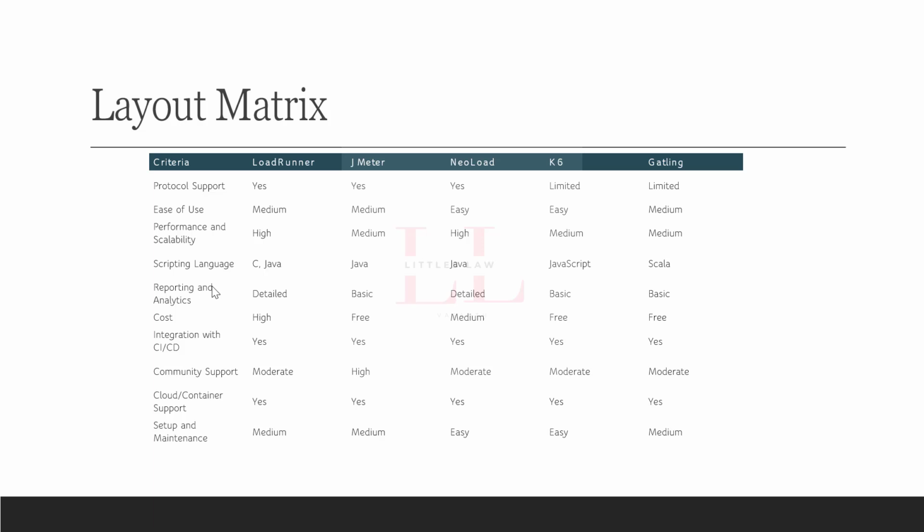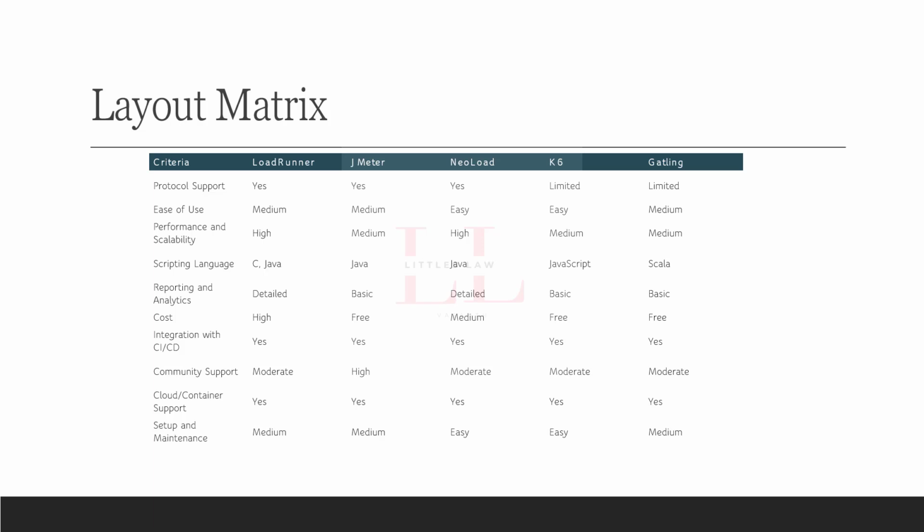And then we have reporting and analytics. LoadRunner and Neoload offer detailed and customizable reporting capabilities, where you can see lots of graphs and charts and customize them. It's ideal for presenting insights to stakeholders. On the other hand, JMeter, K6, and Gatling provide more basic reporting features, but we can use plugins or integrations, which sometimes help to enhance the analytics.